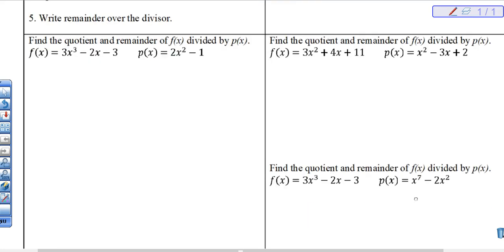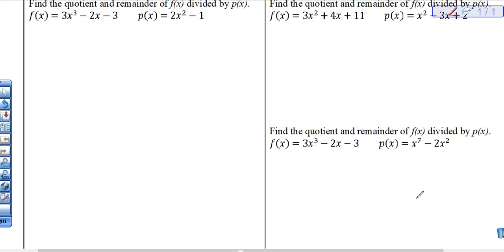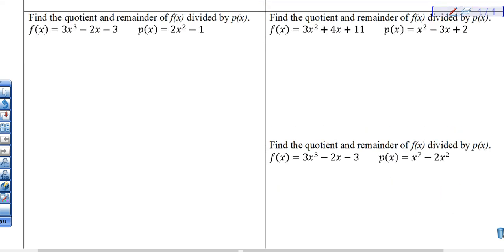Okay. Let's go on to this next problem then. This is a little more complicated. Find the quotient or remainder of f of x divided by p of x. I think I need to scooch that up just a little bit. All right. So here we go.